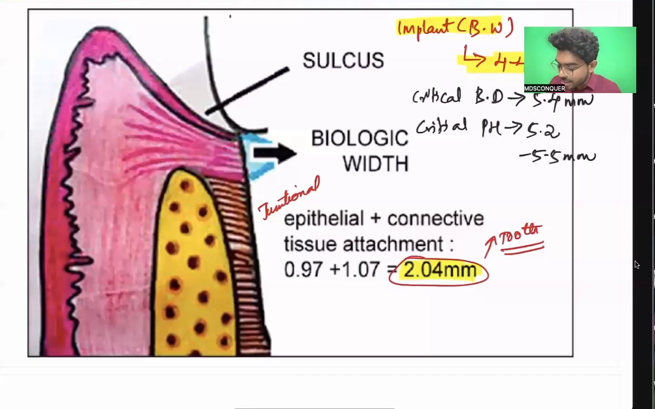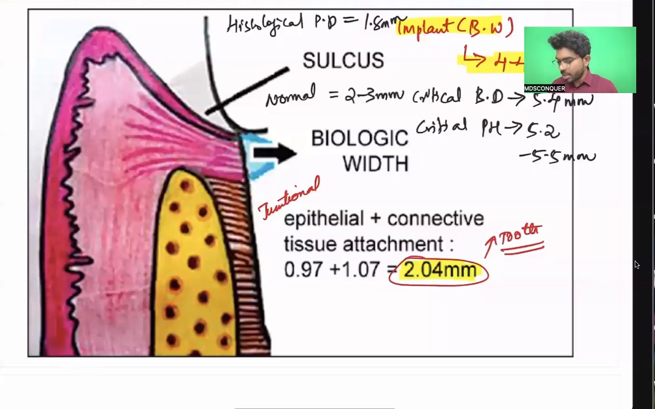Can you tell me what is histological probing depth? Histological probing depth value. Yes, histological probing depth value is 1.8 millimeters. Can you tell me normal probing depth value? Normal probing value is 2 to 3 millimeters. Okay. So normal probing value is 2 to 3 millimeters. Histological probing value is 1.8 millimeters.